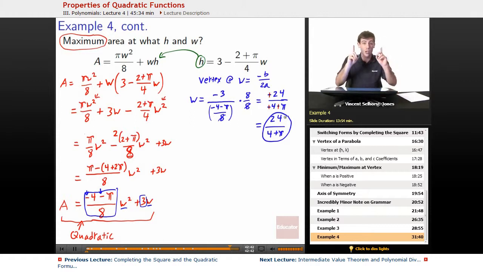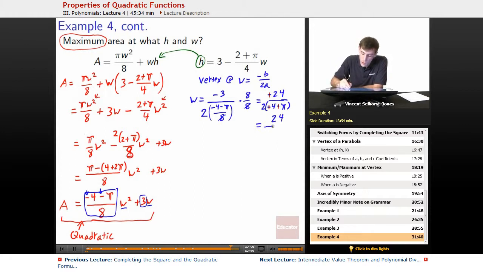Oh, whoops, sorry, one thing, I just realized I made one tiny mistake. It's 2a, right? So we've got a 2 here, so it's still a 2 up front, so it's not 4 plus pi. Always important to think about what you're doing. 24 over 2 times 4 plus pi. So that cancels to be 12 over 4 plus pi.